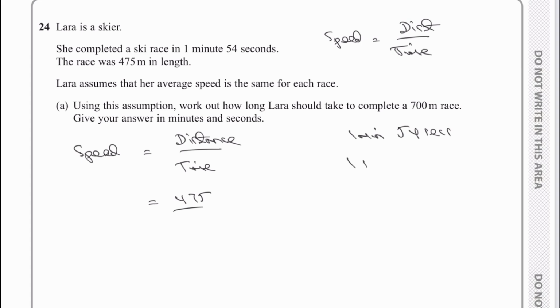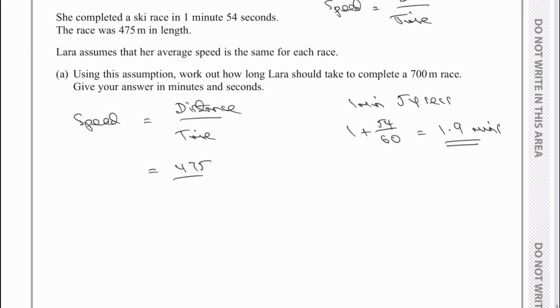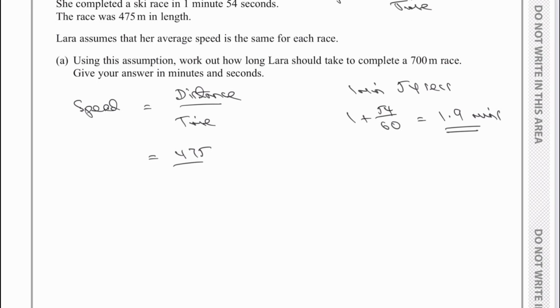Okay, so we need to convert everything to minutes. So it's going to be 1 plus 54 over 60, and that will give us 1.9 minutes. Okay, be very careful about how you do these things. The way I would do it is I would take that 54 out of 60 and make everything into minutes, because it means then that I can work my speed for Lara in meters per minute, which is actually very neatly 250 meters per minute.